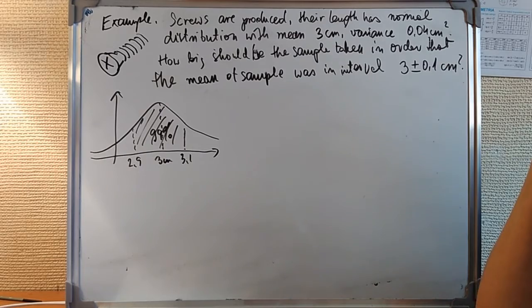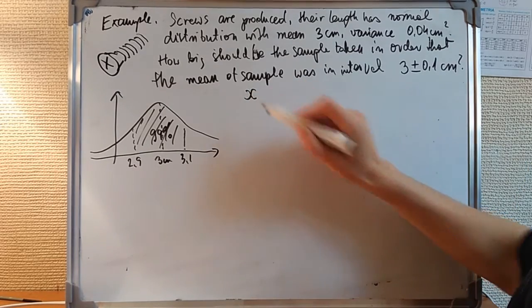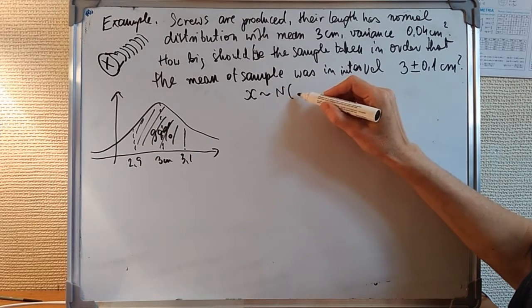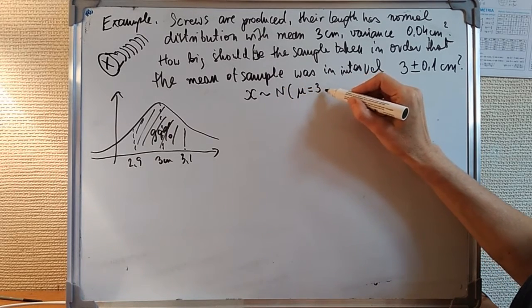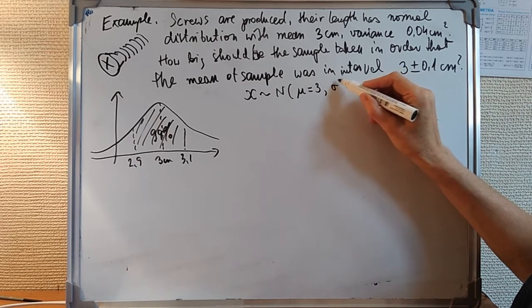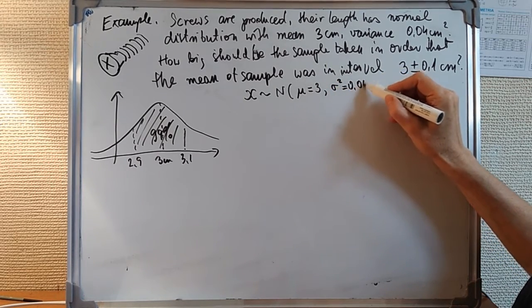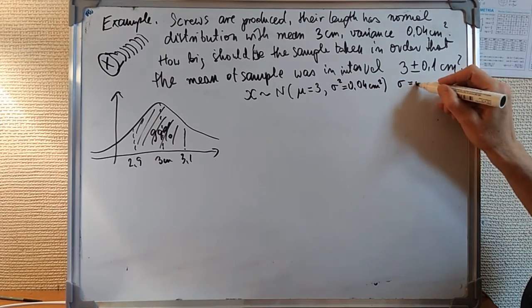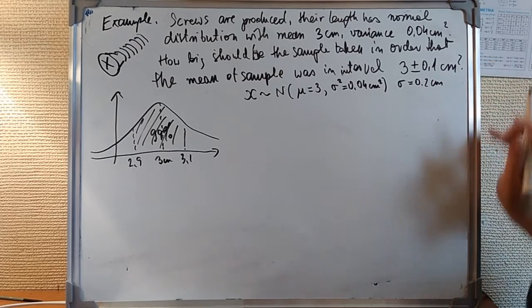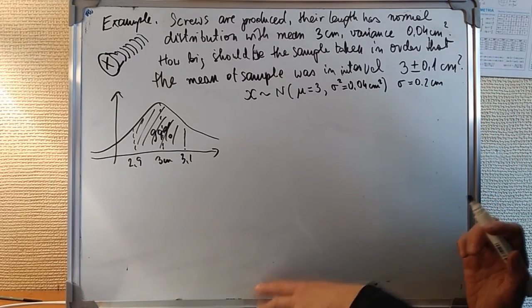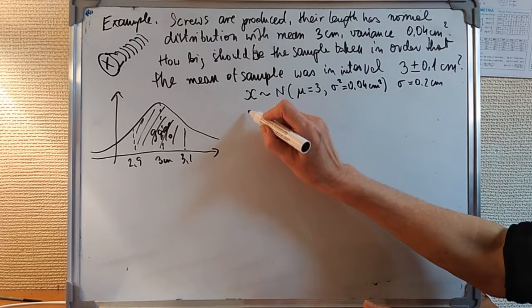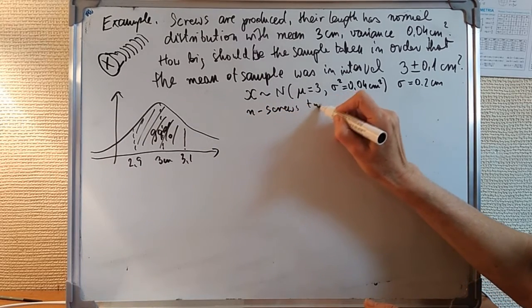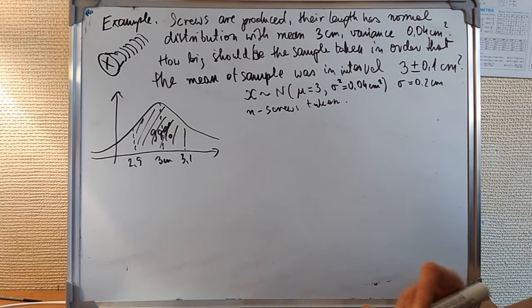What do we practically know? We know that an ordinary screw has normal distribution with mu equal 3 and variance sigma squared equals 0.04 centimeters squared. So it means the standard deviation here is 0.2 centimeter. Okay, but now we take a sample of n. We take n elements, we take n screws. So they make a sample.